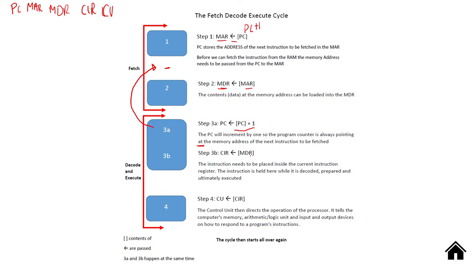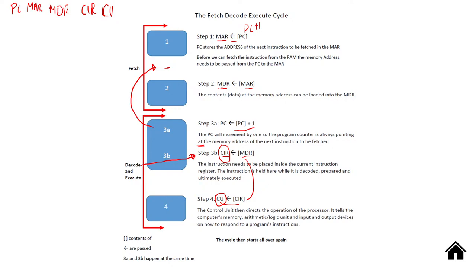And then the data gets passed to the current instruction register, and this is the decode phase. Once the CIR understands what the instructions are and what it needs to do, it will execute it and pass it over to the CU to send the control signals to wherever it needs to go. And in between here, the accumulator is doing its thing. If it needs to carry out an arithmetic or logic operation, the accumulator will help with that.